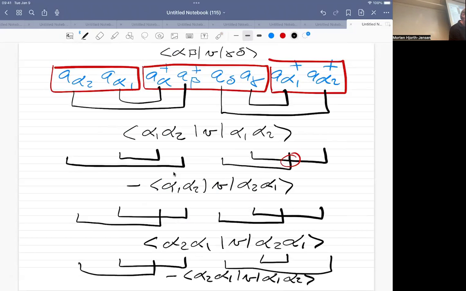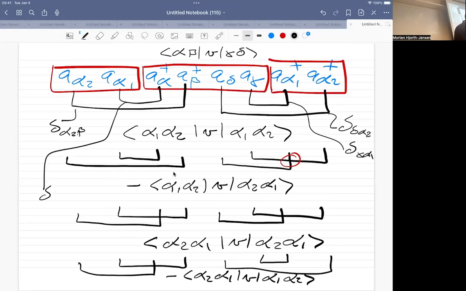Just remember that this contraction here means a Kronecker delta between delta and alpha 2. This contraction here means a Kronecker delta between gamma and alpha 1. And that's why we put these matrix elements in this specific form. This contraction here means a Kronecker delta of alpha 2 with beta. And finally, this one is the same as a Kronecker delta of alpha and alpha 1. So each of these contractions implies a Kronecker delta, and these are the only ones which are non-zero.